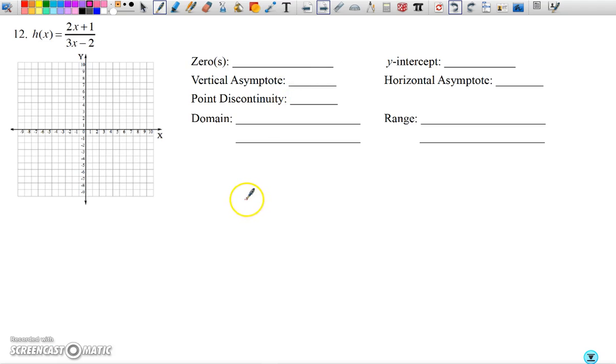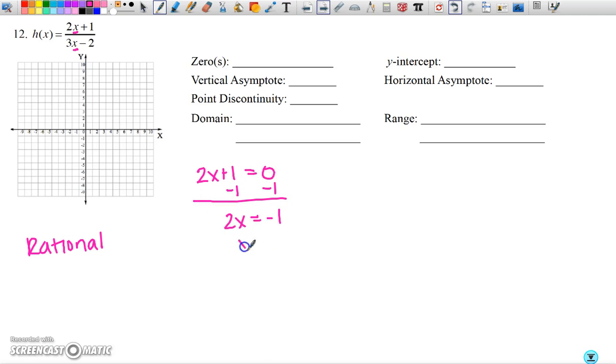And moving on to number 12. So doing our zeros here, take your numerator, 2x plus 1, and set it equal to 0. And this one is called a rational function. So this one is rational. And again, that is because there are variables here and here, so numerator and denominator. So when we set that equal to 0 and go ahead and solve it, we end up getting negative 1/2 for our x. So negative 1/2, comma 0.